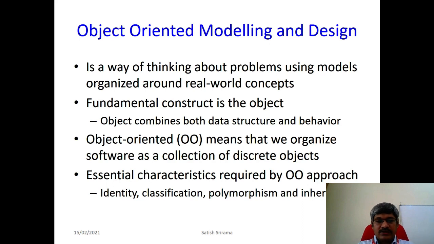Object-oriented actually means that we organize all the software we are developing as a collection of these discrete objects. We'll discuss all these things in detail. These are the fundamentals we need to remember. There are certain essential characteristics which make it an object-oriented approach: identity, classification, polymorphism, and inheritance. Let us discuss each one in detail.